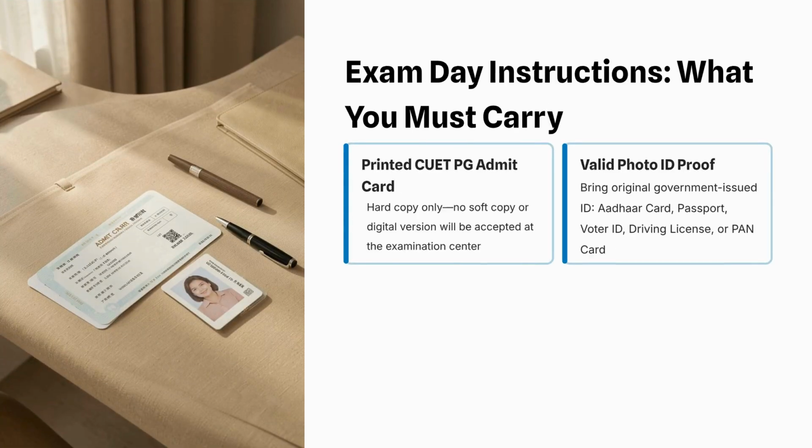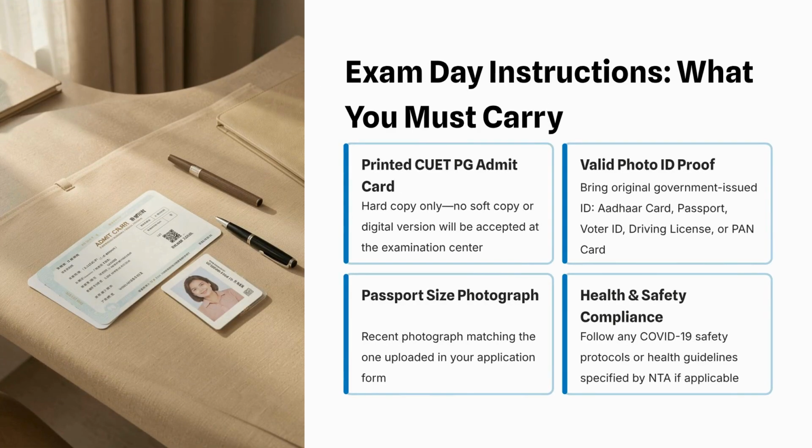Now let's see the exam day instructions and what you must carry. On the exam day, you must carry a printed copy of the CUET PG admit card. Only hard copy is accepted. The digital copies will not be allowed. A valid photo ID such as Aadhaar card, passport, voter ID, driving license or PAN card. A passport size photograph matching the one you uploaded in your application form. Also, follow any health and safety guidelines issued by NTA if applicable. Make sure you do not carry any prohibited items to the exam center.